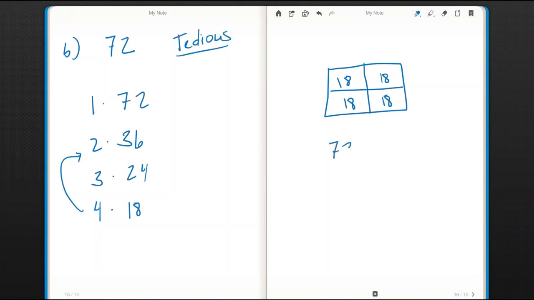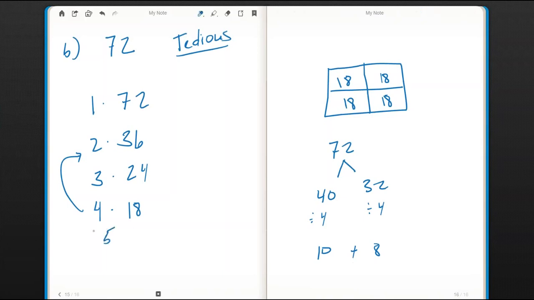If I did do 72 divided by 4, I would think in terms of 40 and 32, because 40 divided by 4 is 10, and 32 divided by 4 is 8, and that does give me 18. I would think in terms of 5. Of course, 5 is not going to work because it's 72, and it has to end in the ones place with a 0 or a 5 in order to make a 5 a factor.